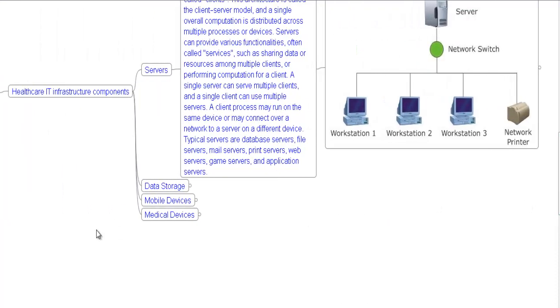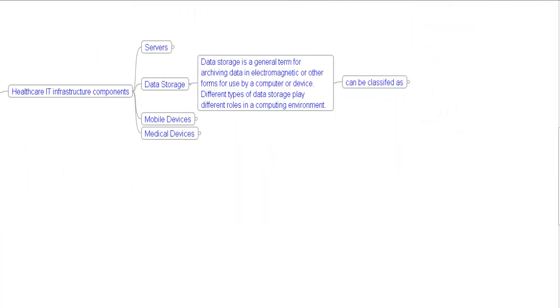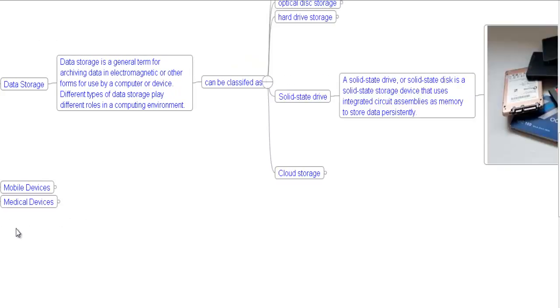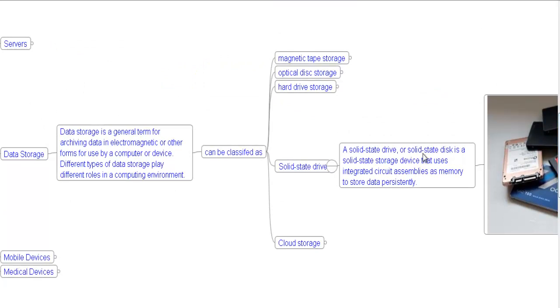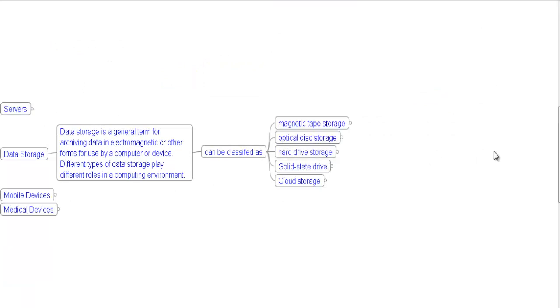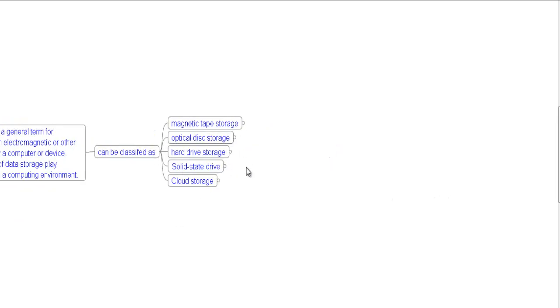Let's explore the next hardware component, data storage. Data storage is a general term for archiving data in electromagnetic or other forms for use by a computer or devices. Different types of data storage play different roles in the computing environment. It can be classified as magnetic tape storage, optical disk storage, hard drive storage, solid state drive and cloud storage. Let's see each.